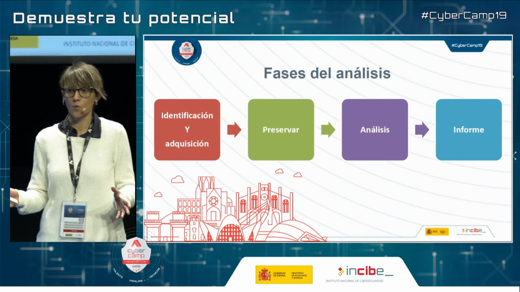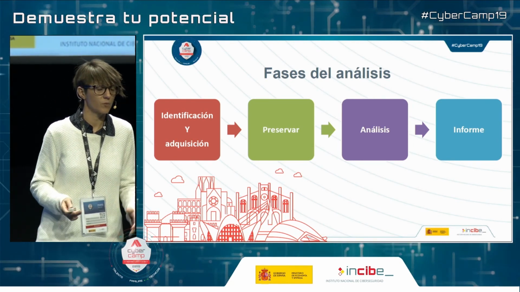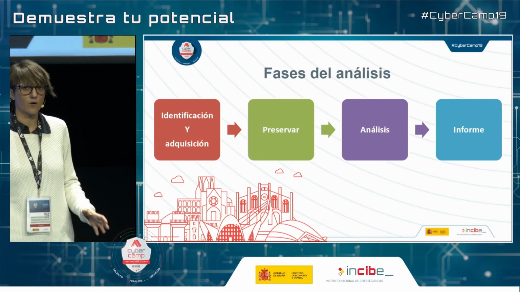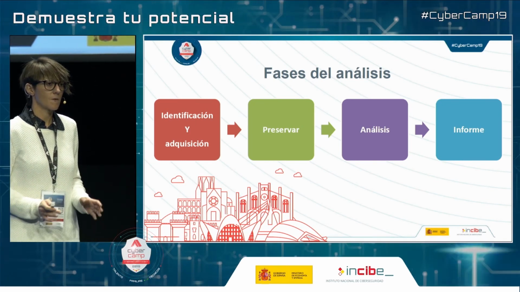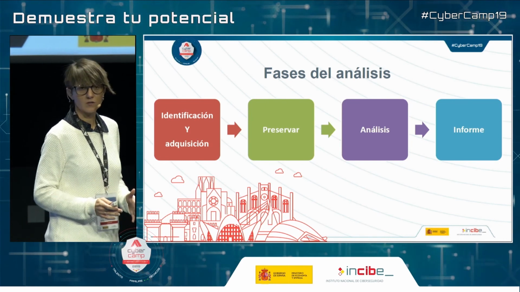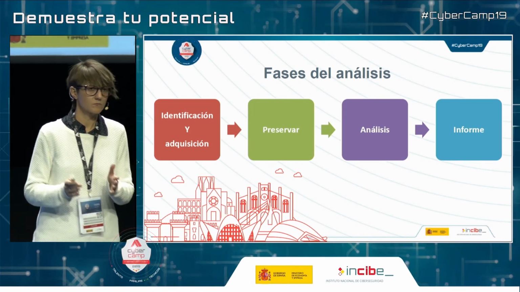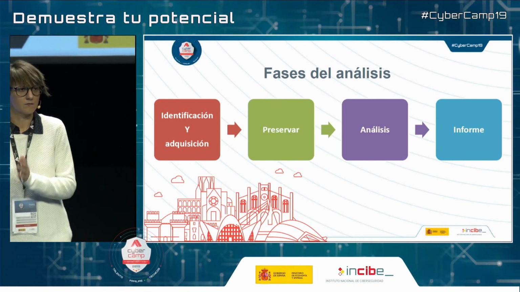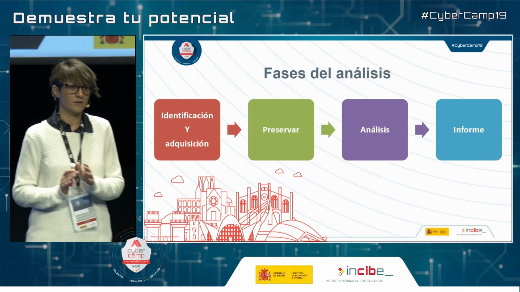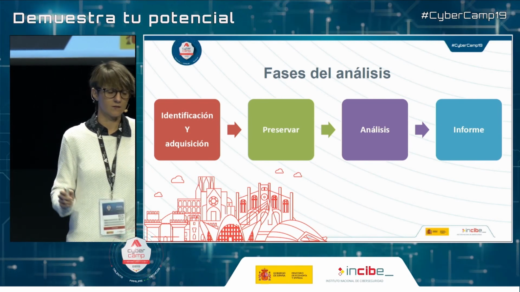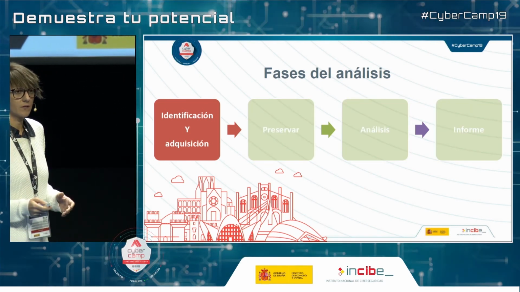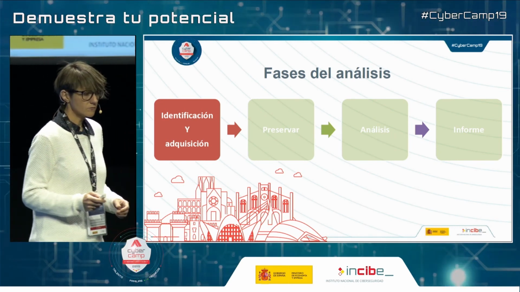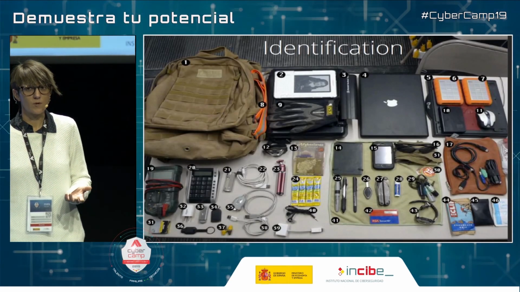So this was the introduction so far. Now we have the concept of what forensic analysis is, where it can be applied. And now we're going to talk about the stages. There are three general stages: identifying and acquiring evidence, preserving that evidence, analyzing, and writing the report. This is a very, very general approach. Now we're going to look into acquisition first, acquisition and identification.